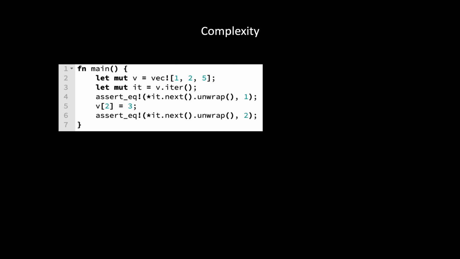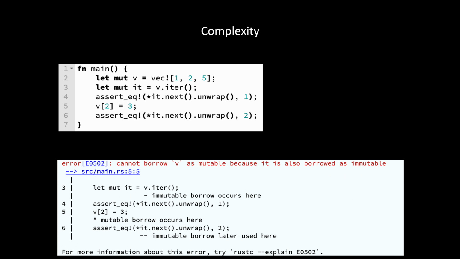It is mutable, and through the iter method, we iterate over the elements of v without taking ownership. Then at line 4 we just advance to the next element. At line 5 we try to replace the element in slot 2, which is 5 here, with 3. And here the borrow checker catches us and stops the rest of the compilation.